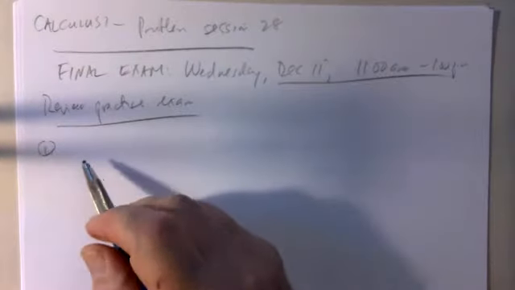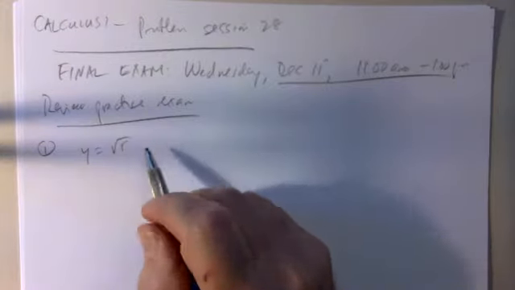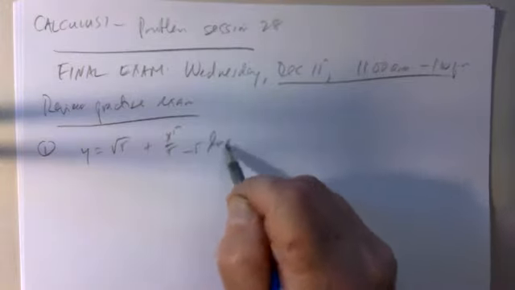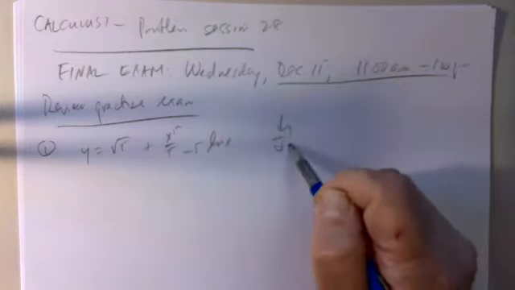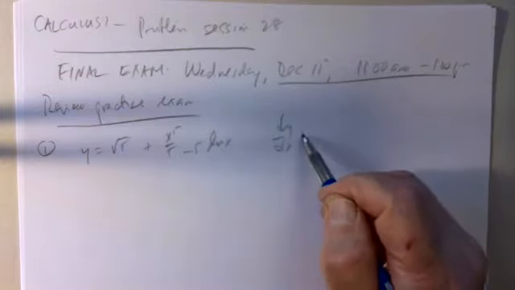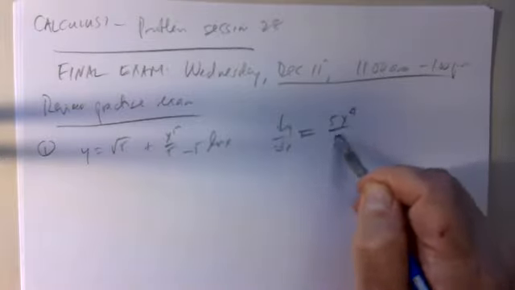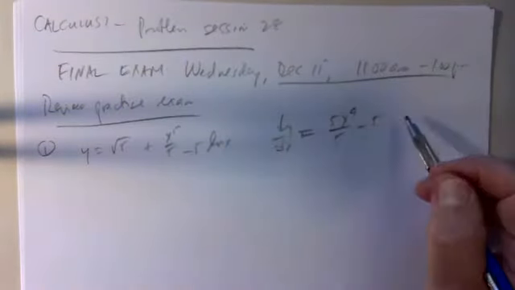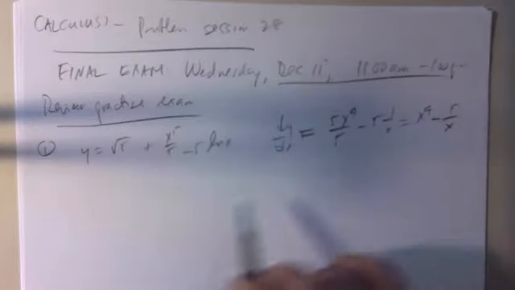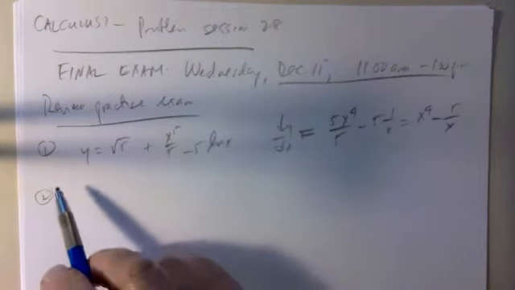So problem number 1, we have y is square root of 5 plus x to the 5th over 5 minus 5 log x. And we want to find the derivative. The derivative of a constant is 0. The derivative of x to the 5th is 5x to the 4th over 5 minus 5. Derivative of log x is 1 over x. So we get x to the 4th minus 5 over x. Any questions?